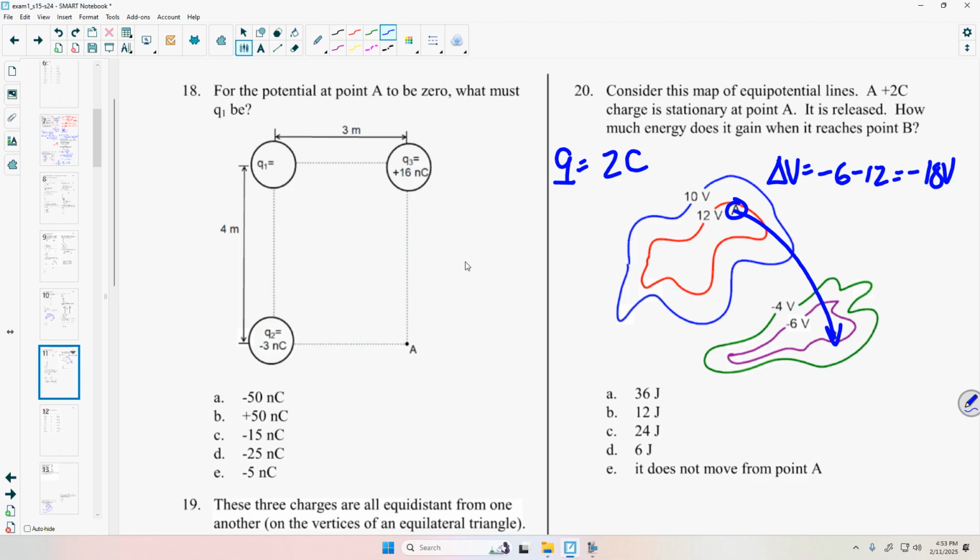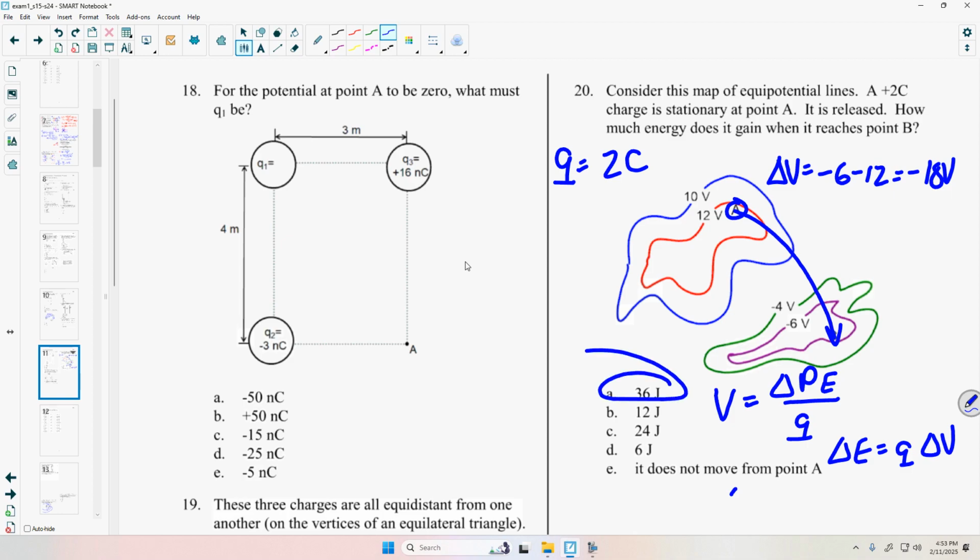And I want to know how much energy does it gain as it moves from that high potential to the low potential. And I can do that by saying, well, V is equal to the change in energy divided by Q. And so the change in energy is equal to Q delta V. So Q is equal to 2, delta V is equal to 18, so it's going to gain 36 joules of kinetic energy, actually, as it moves from that high potential to low potential. Again, don't worry about the sign so much. We're just looking for how much energy it gains. So we're not really worried about kinetic or potential or any of that. But you will see something like that.